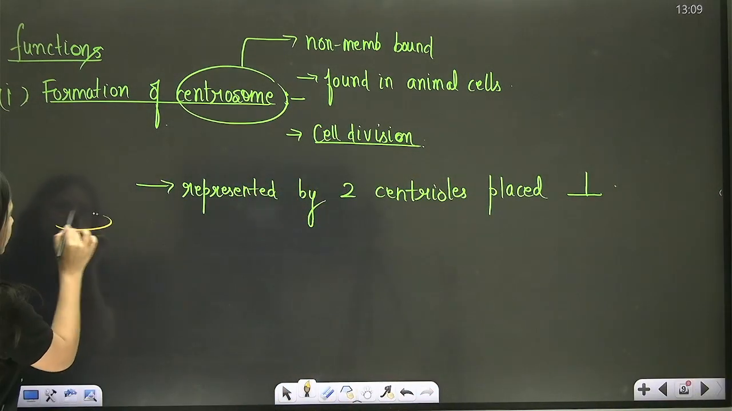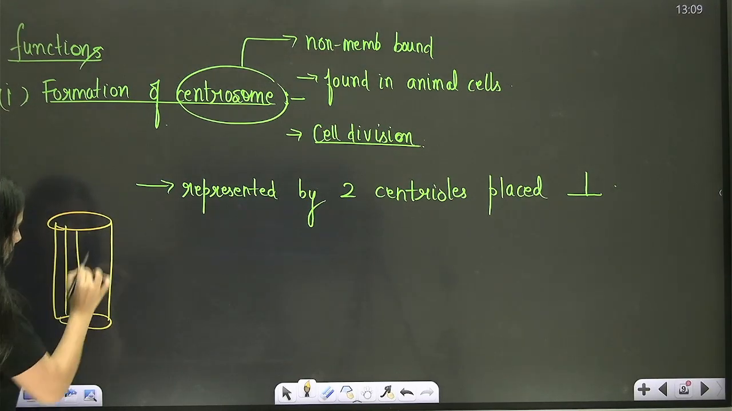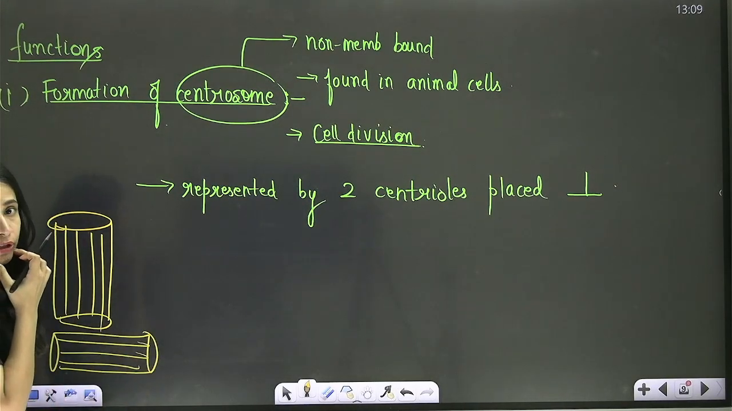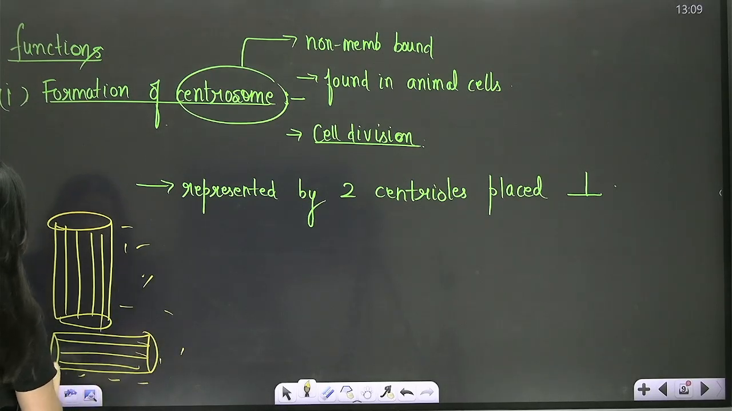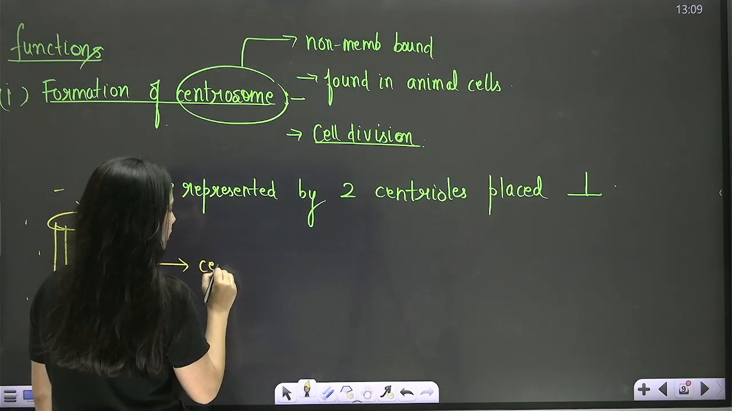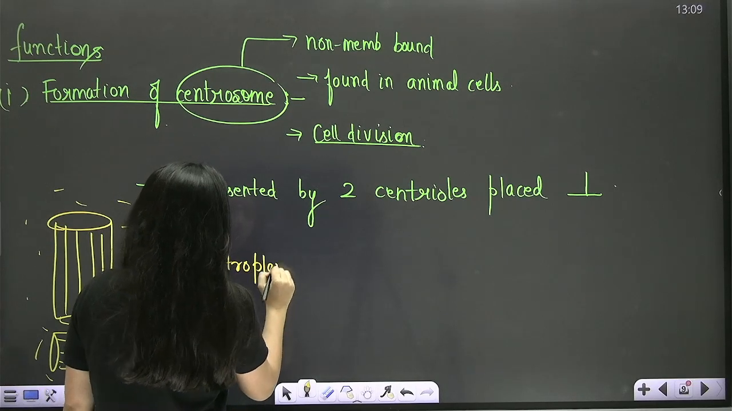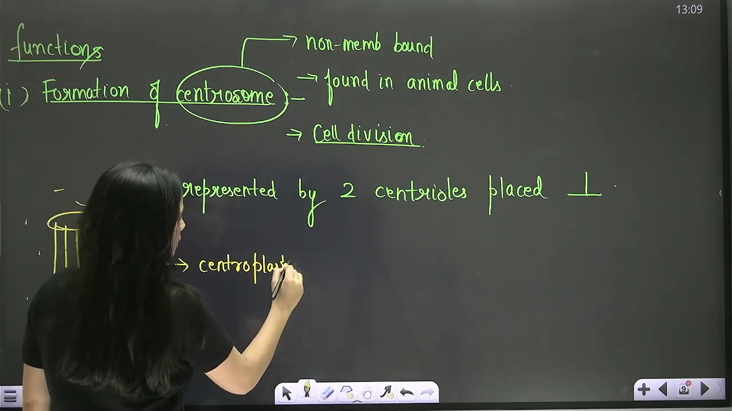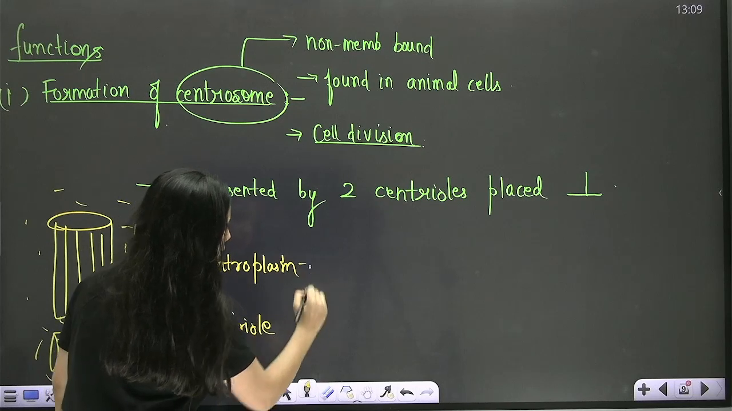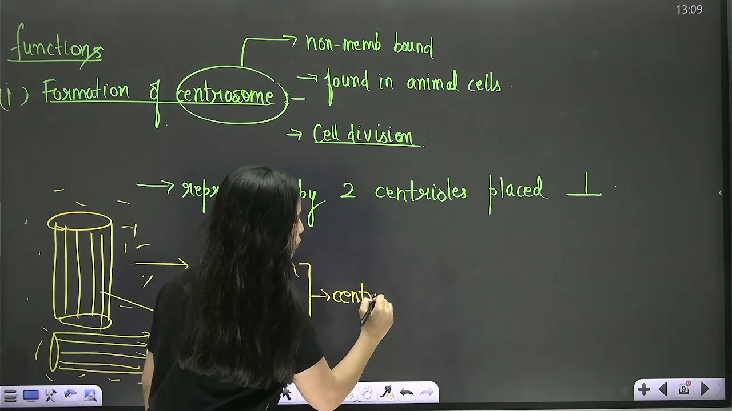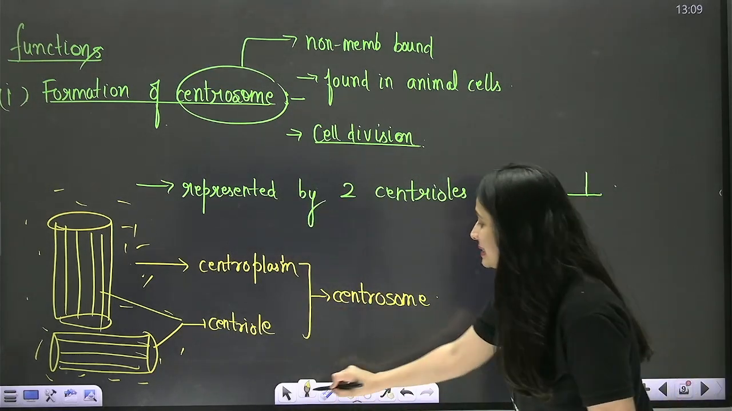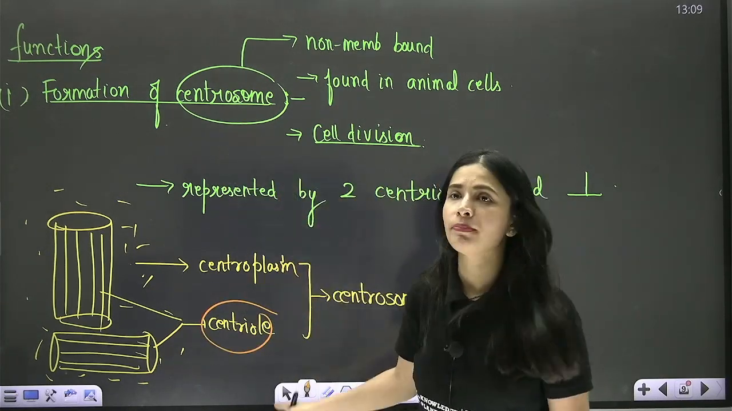So these are the two centrioles. Right? This is one centriole and this is another centriole. They are placed perpendicular to each other, surrounded by a fluid, no membrane present. This fluid is actually known as centroplasm. And these two hollow cylindrical structures are known as centrioles. No membrane present. And this together makes your centrosome, whose job in animal cells is to help in cell division. Correct? These centrioles are actually, beta, made up of microtubules.